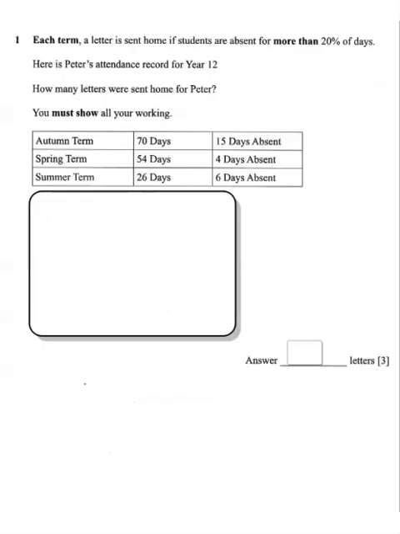So question 1 says each term a letter is sent home if students are absent for more than 20% of days. Here is Peter's attendance record for year 12. How many letters were sent home for Peter? You must show all your working.